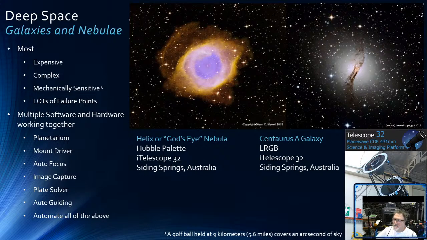So as a couple examples here of galaxies and nebulae, these are both taken from a robotic scope in Siding Spring, Australia, that's pictured underneath my camera here. Let me turn that off for a minute.